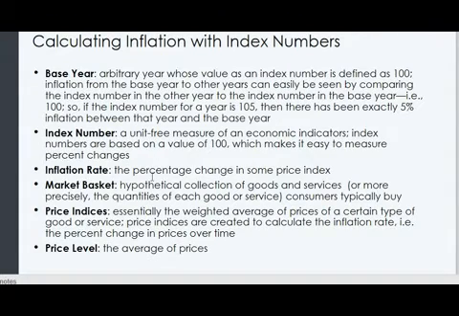Inflation rate, the percentage change in some price index, a market-based hypothetical collection of goods and services, or more precisely the quantities of each good or service consumers typically buy. Price indices are essentially the weighted average of the price of a certain type of goods or service. Price indices are created to calculate the inflation rate, for example, the percent change in price over time. And price level, the average of price.